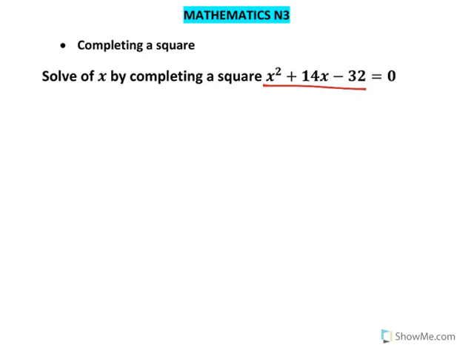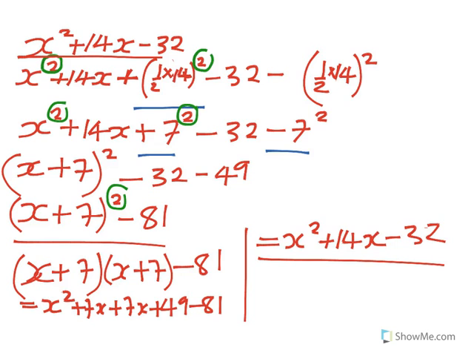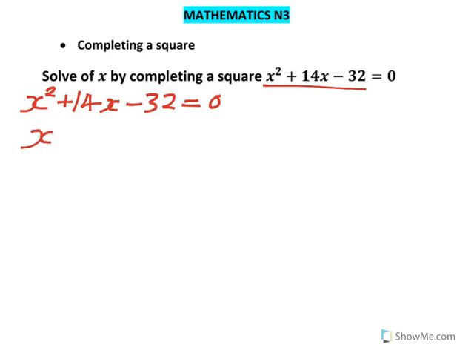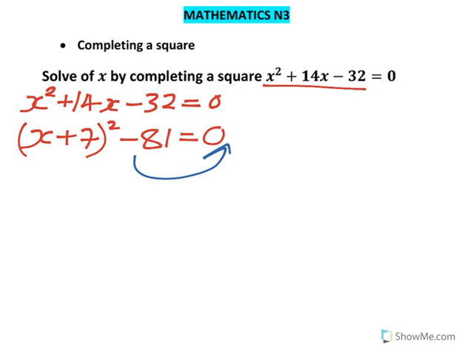So the method does not change. We are still following the same method. Remember, it was x squared plus 14x minus 32 now equal to 0. When we completed the square, we got x plus 7 squared minus 81. Now we are just equating that to 0. Take 81 and make it jump the sign. What you are going to have is x plus 7 squared is equal to 81.